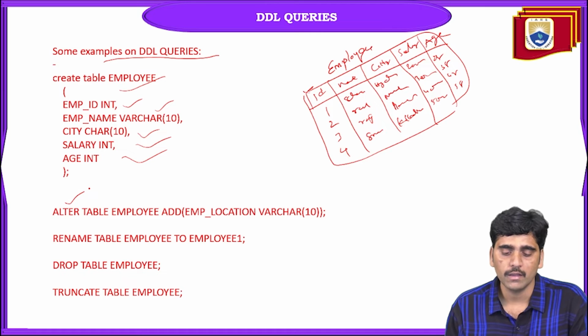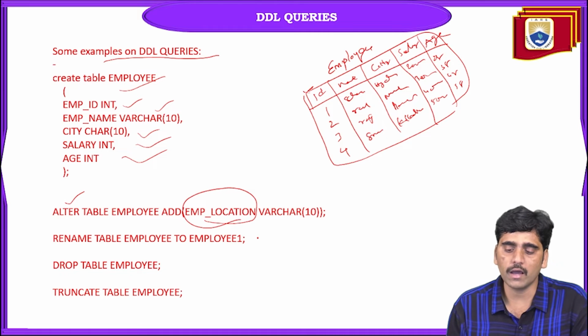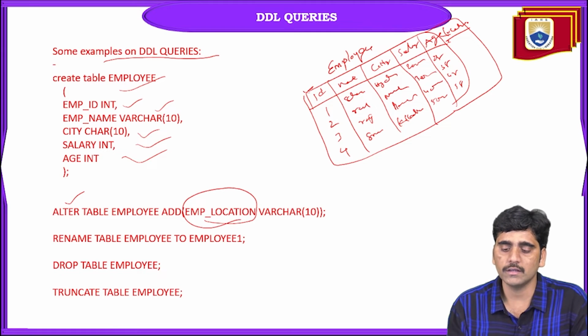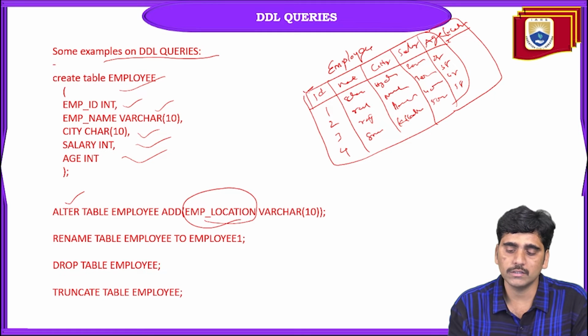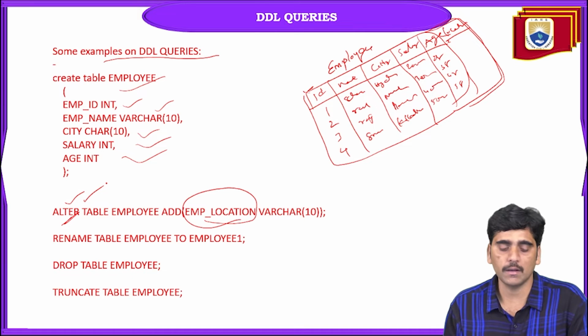Performing alter table. I just want to add employee location to this table. So how can I add? I can just simply add one more column. This is nothing but employee location, so where the employee is located actually. So this is the column I just added with the help of this alter command.